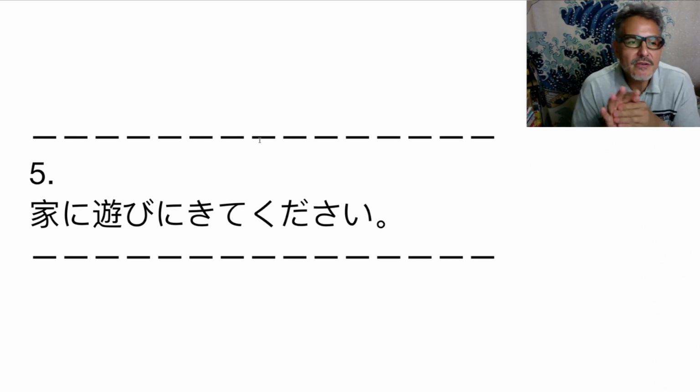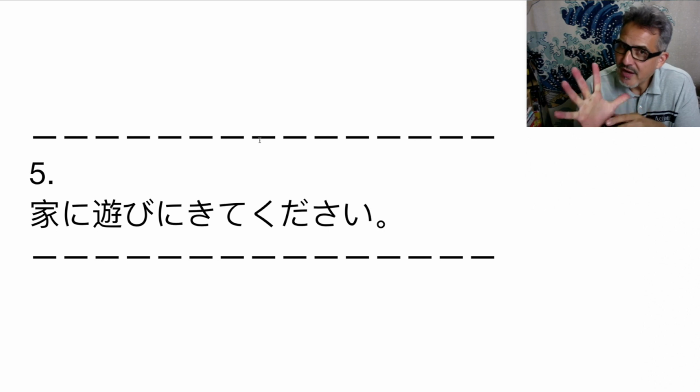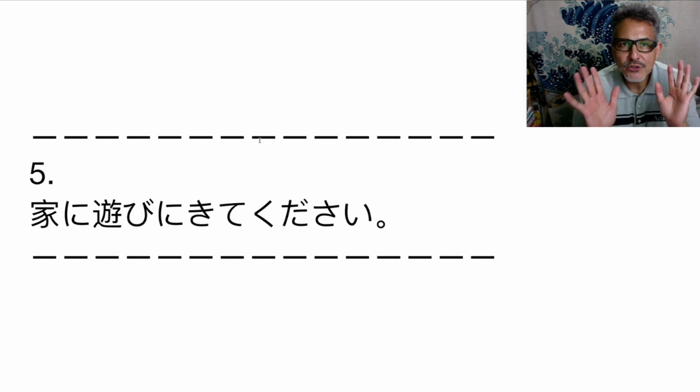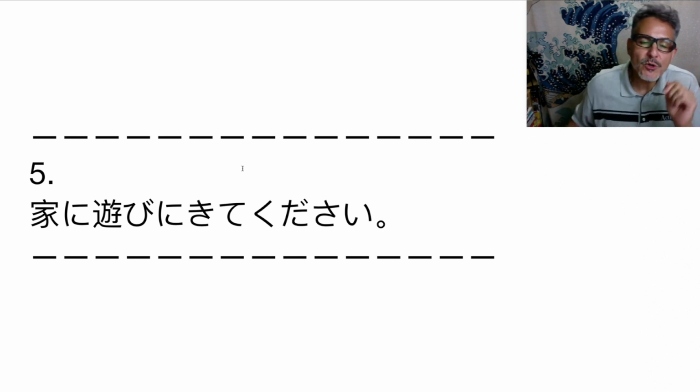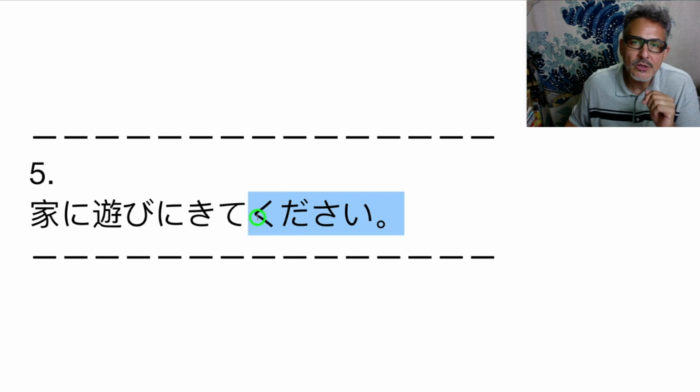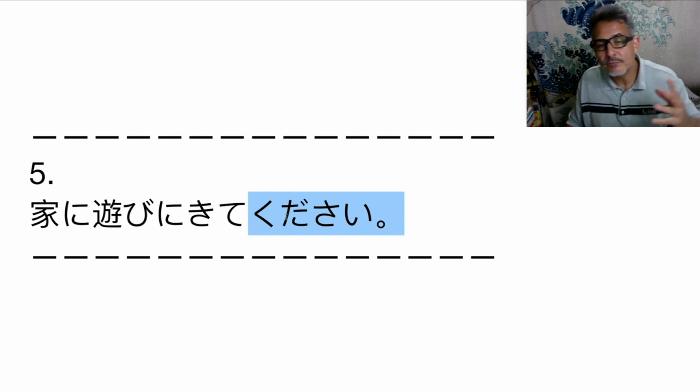Today we're going to start off with sentence number 5 in the series, and this sentence is "uchi ni asobi ni kite kudasai." Please don't think about it, just repeat after me. This time we're going to go backwards. As you can see here, I'm highlighting in blue. If you can't read it, don't worry about it. Just repeat after me, okay? And then we'll break it down for you.